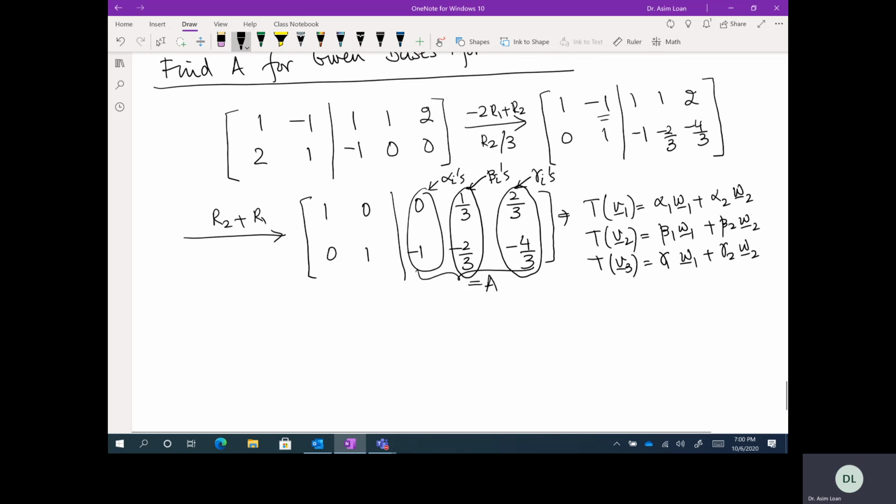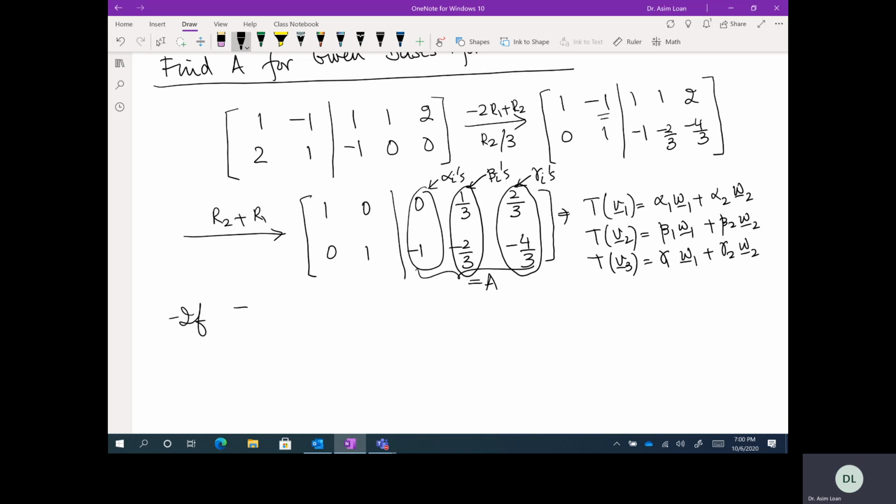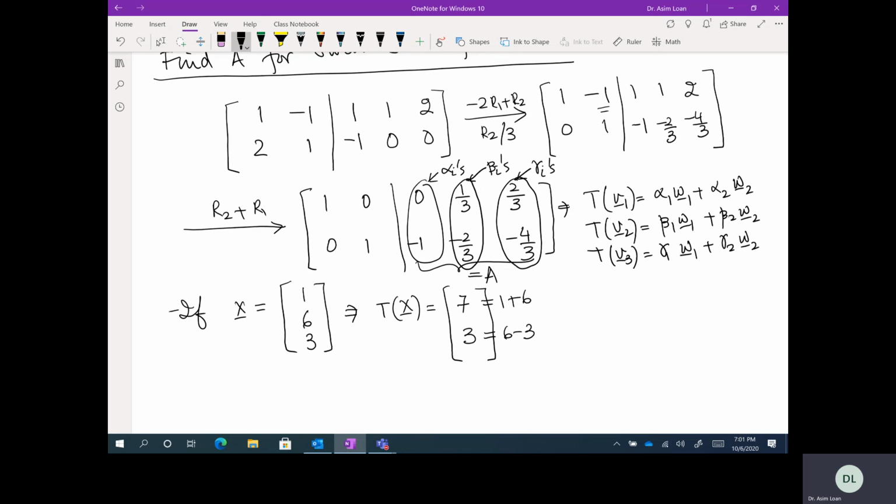Okay, so let me see what we are trying to do. If x is 1, 6, 3, this implies T of x is, so 6 plus 1 is 7 and 6 minus 3 is 3. So this is 1 plus 6, and this is 6 minus 3. So x plus y and y minus z.